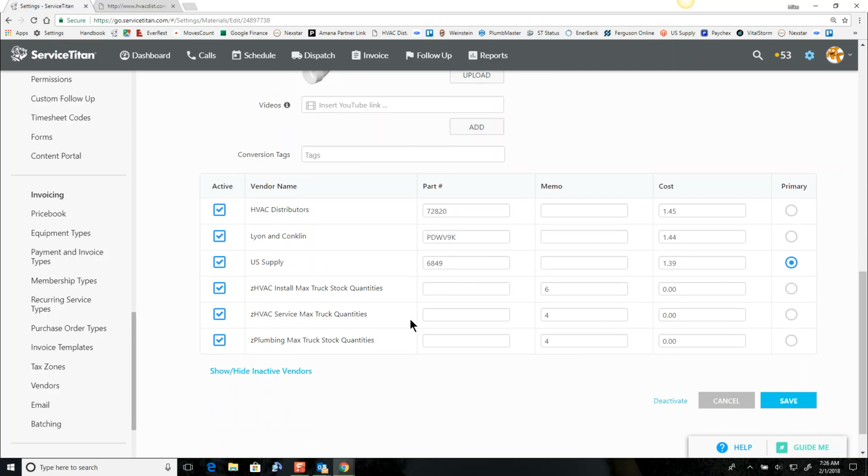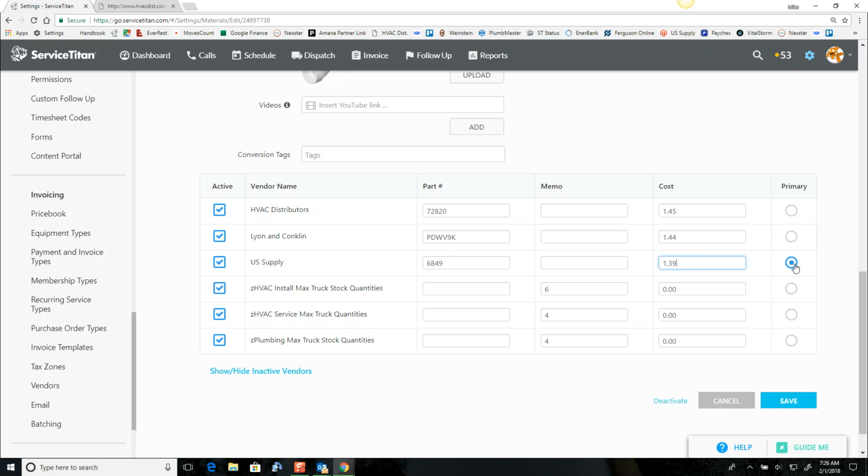Now, the same fitting I'm sourcing at 3 different supply houses. So these are the supply houses' individual part numbers. I just happen to mirror the supply house's part number for ease of the initial setup. And I can see what the different prices are. This supply house is obviously giving me the most competitive price, which is why it's set up as my primary vendor.